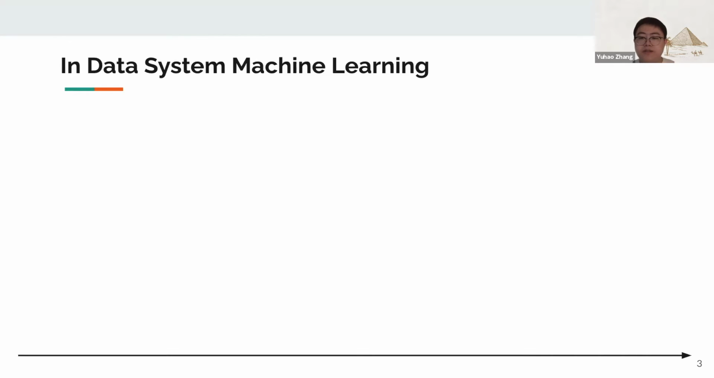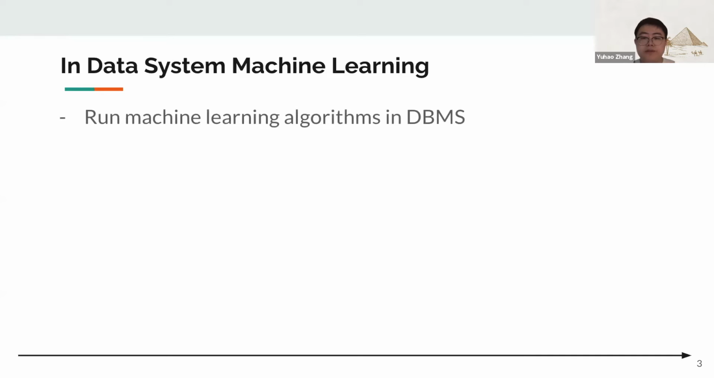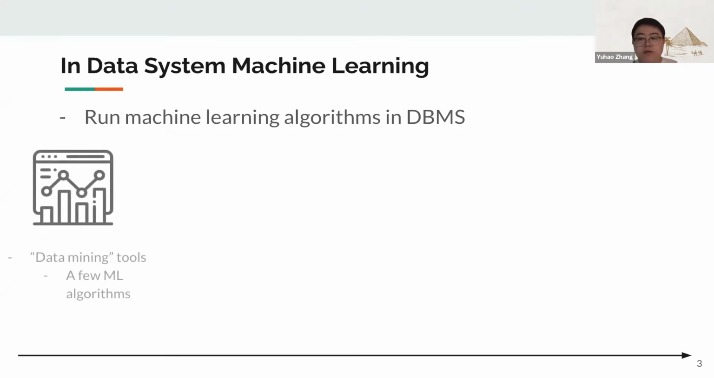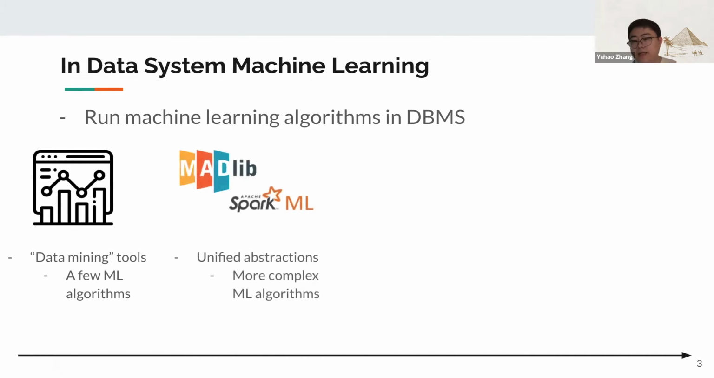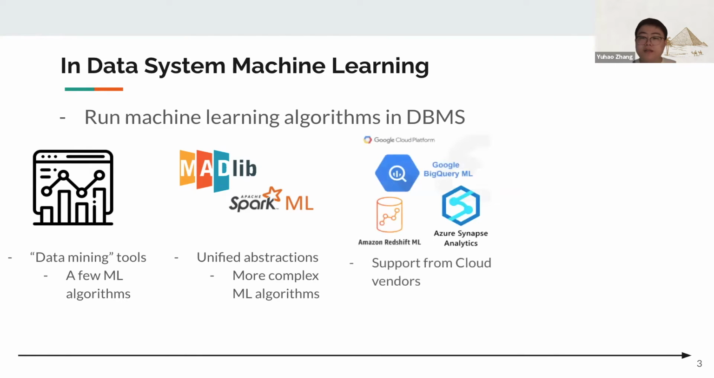First topic is in-DBMS machine learning. The goal here is simple. We want to run machine learning algorithms on DB-resident data. Generally speaking, there were three waves of work in the past two decades, beginning with data mining tools that implemented a few machine learning algorithms. Then there were efforts like Apache MADlib and Spark MLlib that provide unified abstractions and more complex machine learning models. In the third wave, we saw the cloud vendors provide support on their platforms as well.